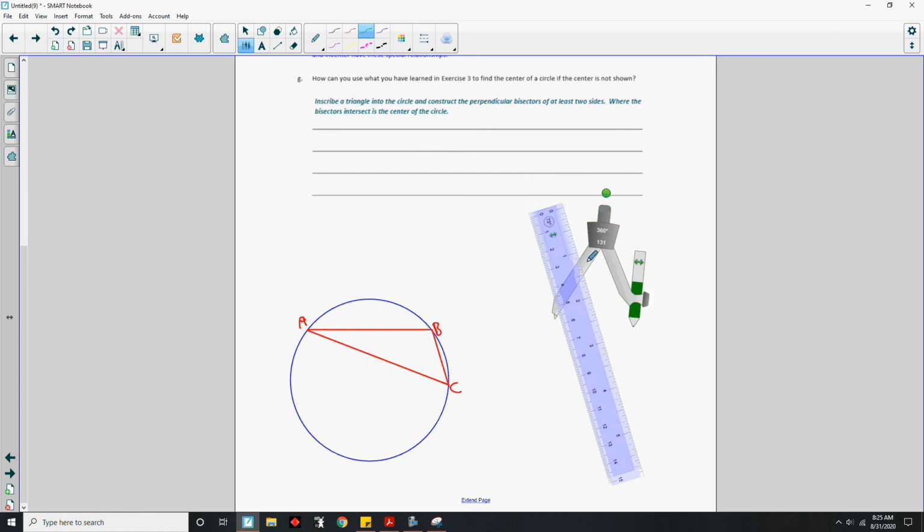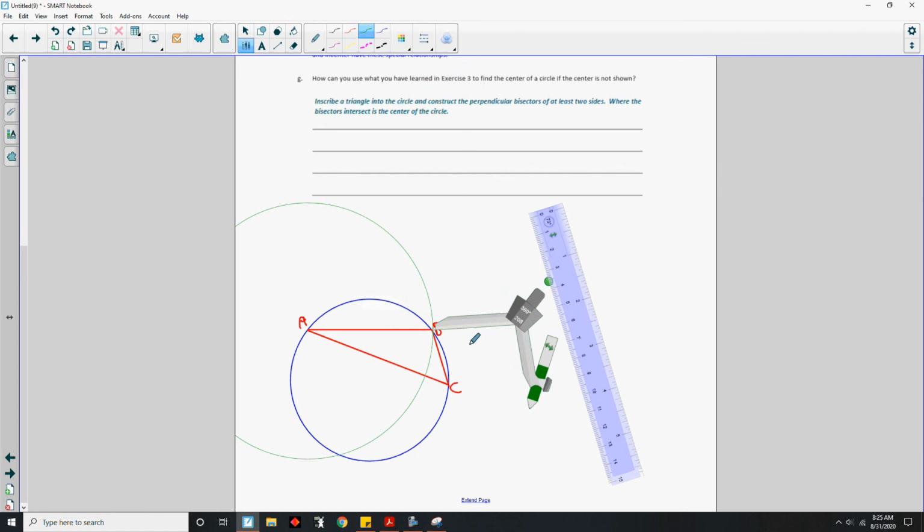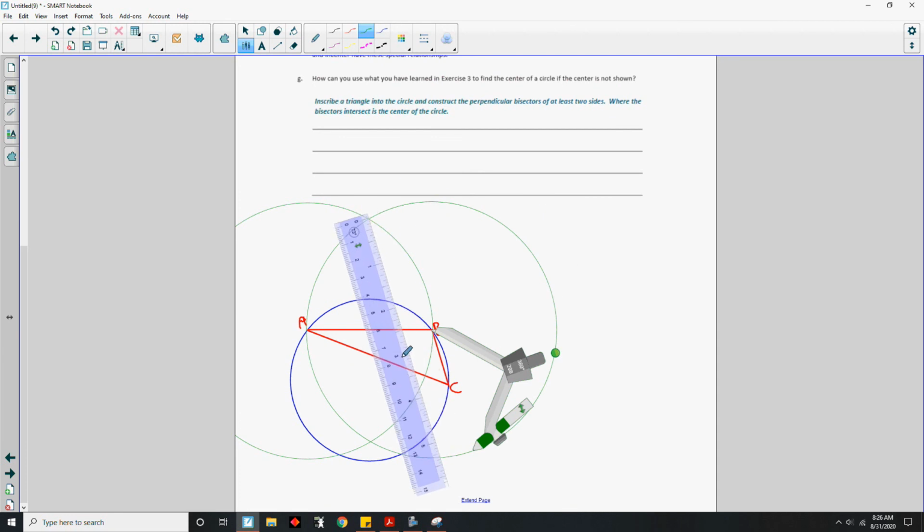So let's change the color of our compass. How do you do a perpendicular bisector? Put the point at one end, open your compass up to the other, draw a circle. Okay, do the same from the other side. Take my ruler, construct a segment. Okay, put that right there on 0.